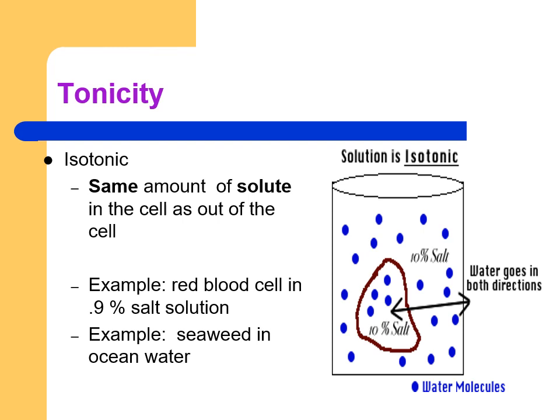Another example would be putting seaweed in ocean water. So seaweed naturally has a lot of solutes in their cells. And the reason why they have that is because they need to be isotonic with the ocean water that has a bunch of salt in it, and that's solutes. If seaweed did not have all those solutes, they would not be isotonic, and something very bad would happen to the seaweed.